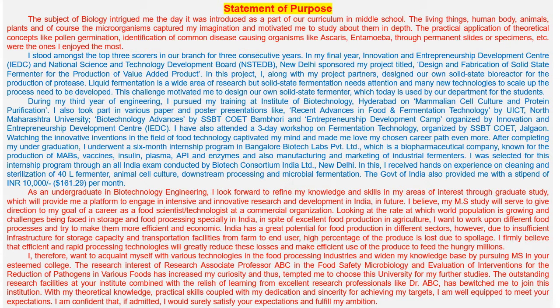India has a great potential for food production in different sectors, however, due to insufficient infrastructure for storage capacity and transportation facilities from farm to end user, a high percentage of the produce is lost due to spoilage. I firmly believe that efficient and rapid processing technologies will greatly reduce these losses and make efficient use of the produce to feed the hungry millions. I, therefore, want to acquaint myself with various technologies in the food processing industries and widen my knowledge base by pursuing an MS in your esteemed college.